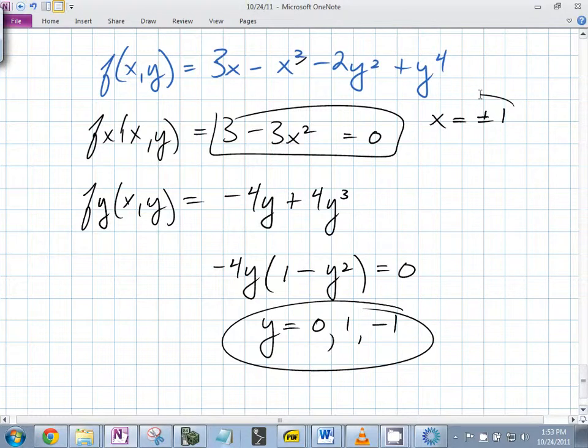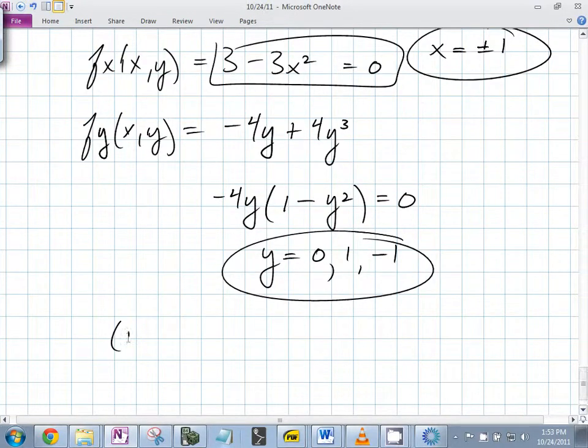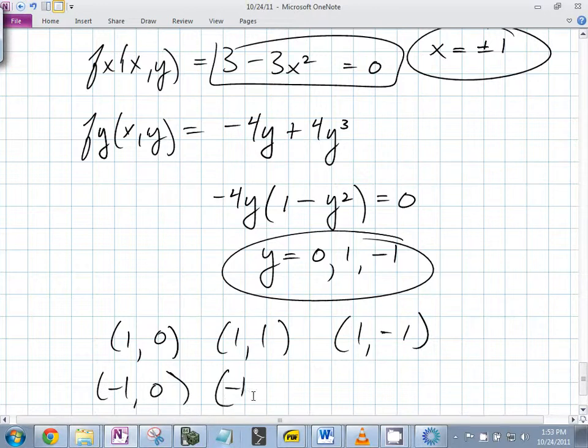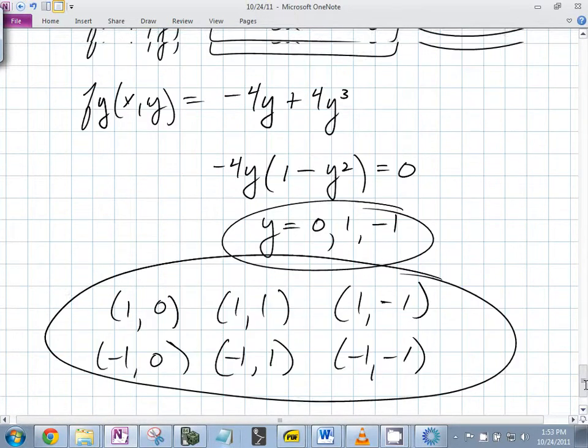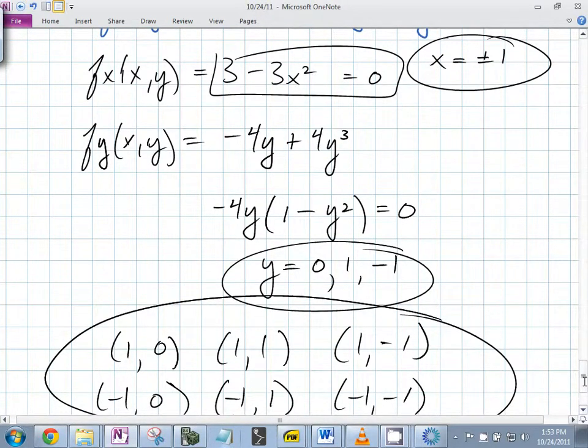I see 6 of them. Because x is either 1 or negative 1, and y is 0, 1, or negative 1, so we have the pairs 1, 0; 1, 1; 1, negative 1; negative 1, 1; negative 1, 0; and so on. I see 6 of them. If x were 0 or plus or minus 1, there'd be 9, because you have to pair up each one as long as they don't overlap. But you wouldn't overlap, so there's 6 of them.